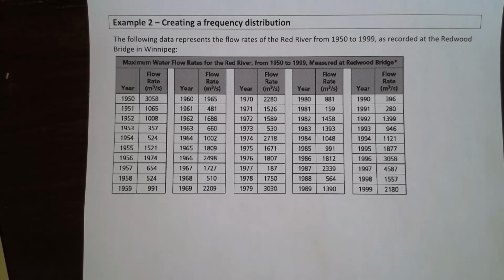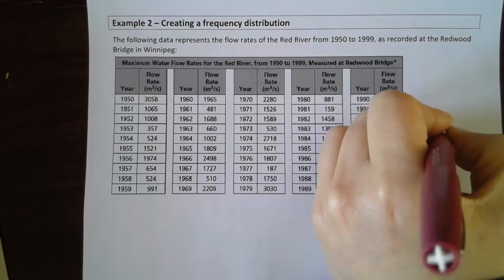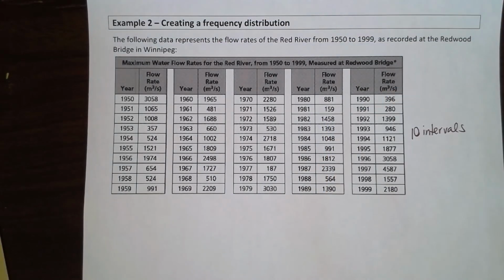Okay, for our frequency distributions and our frequency polygons and our histograms, we need to decide how many intervals of data we want. And your notes say that a range of 5 to 12 intervals is a good range. So this is a lot of data, so we're going to pick 10 intervals. Okay, so we're going to take all of this data and put it into 10 even amounts. Now, how do we know what those amounts are?